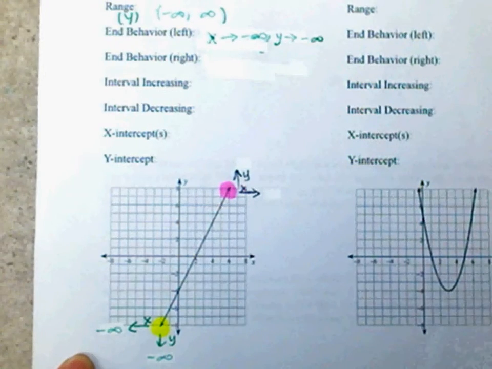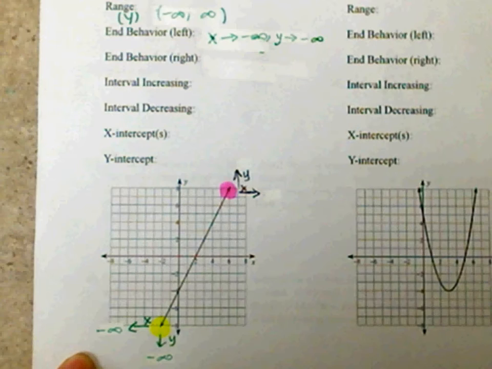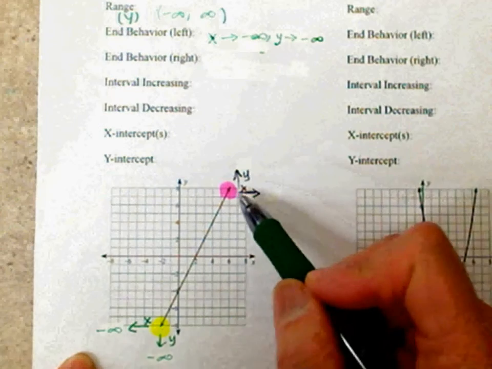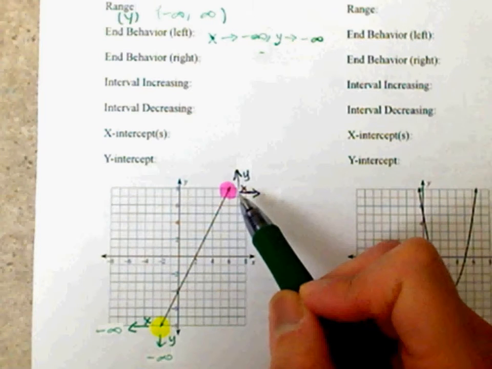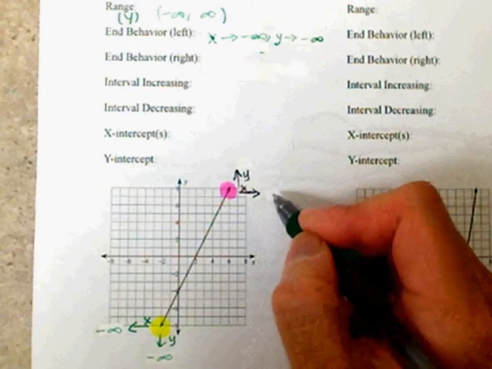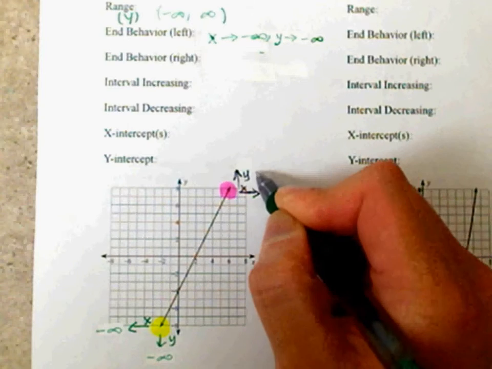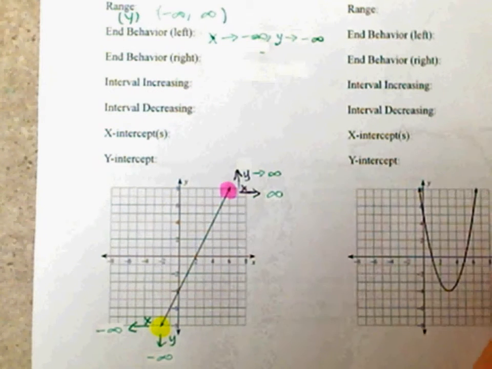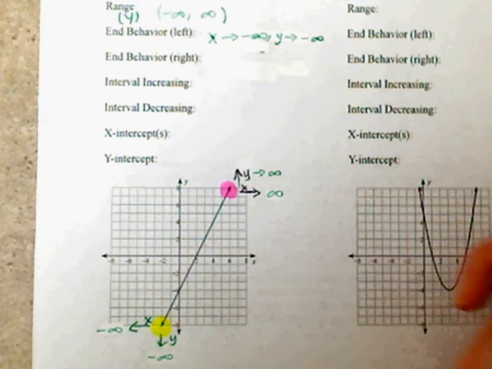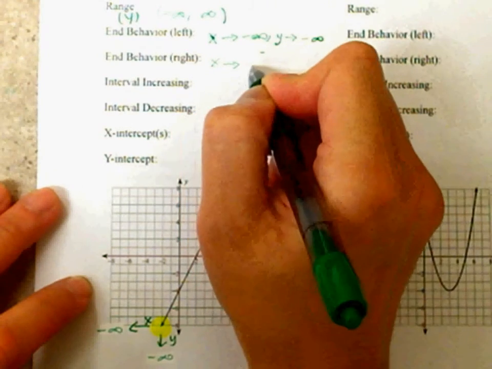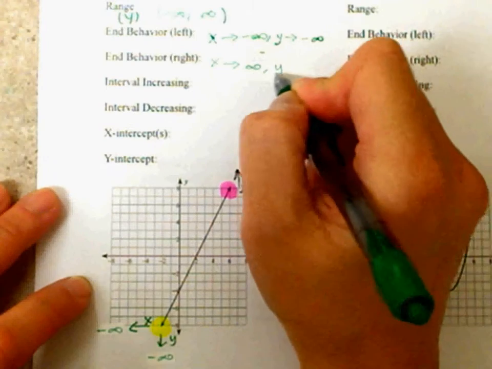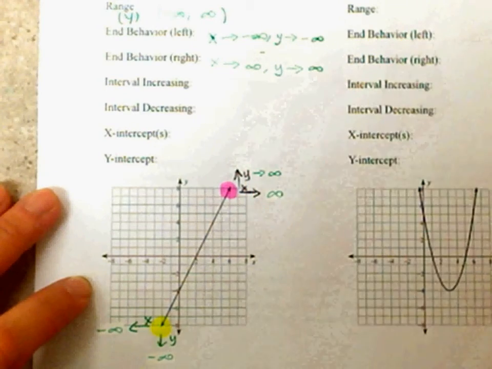Regarding the end behavior on the right, it would be talking about this one right here. What is taking place? As x is heading toward positive infinity, your y is also heading toward positive infinity. So therefore, you write your end behavior as x is approaching positive infinity, your y is also approaching positive infinity.